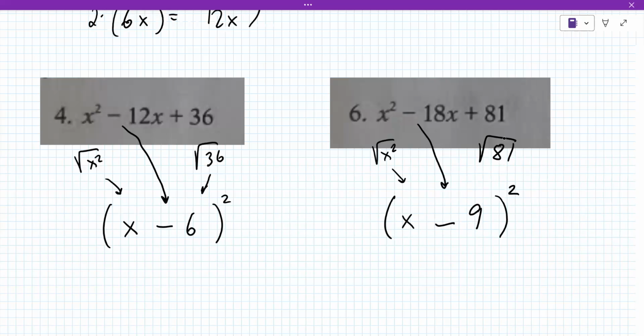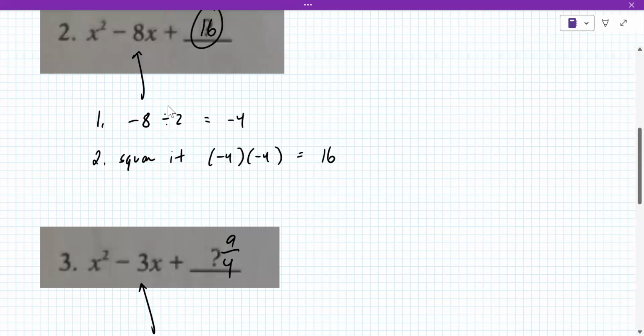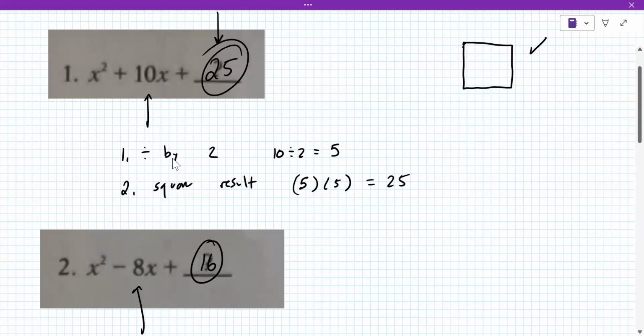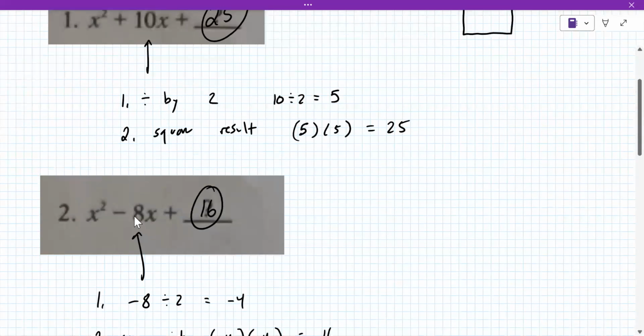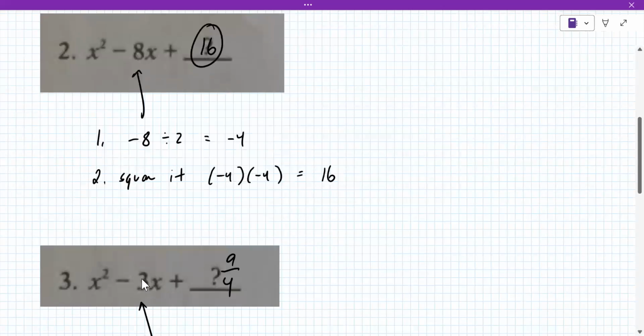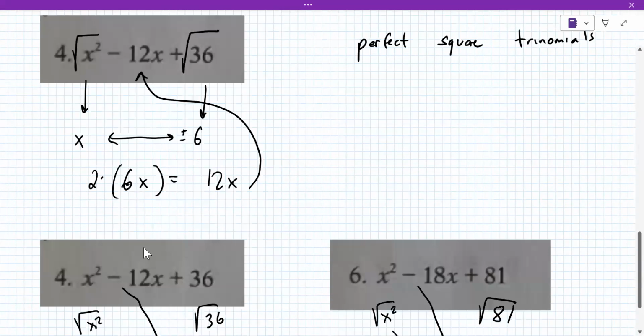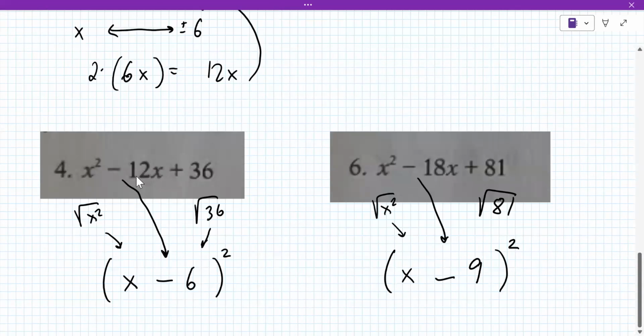Squared. Now, do you remember the first step that we did up in problems 1, 2, and 3? What was the first thing we did here? We took 10 and divided it by 2, like this, 8 divided by 2, and then this divided by 2. Now I want you to look at this real carefully. What is 12 divided by 2? 6. Maybe that's better. What's 18 divided by 2? 9. So that's another way to do it.